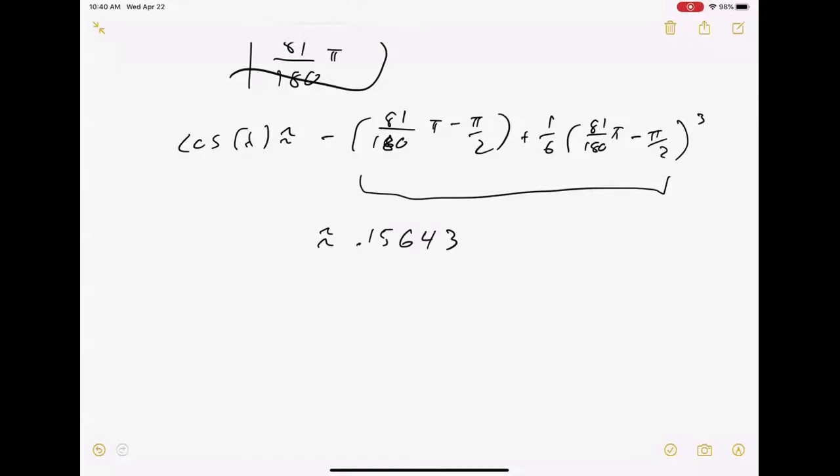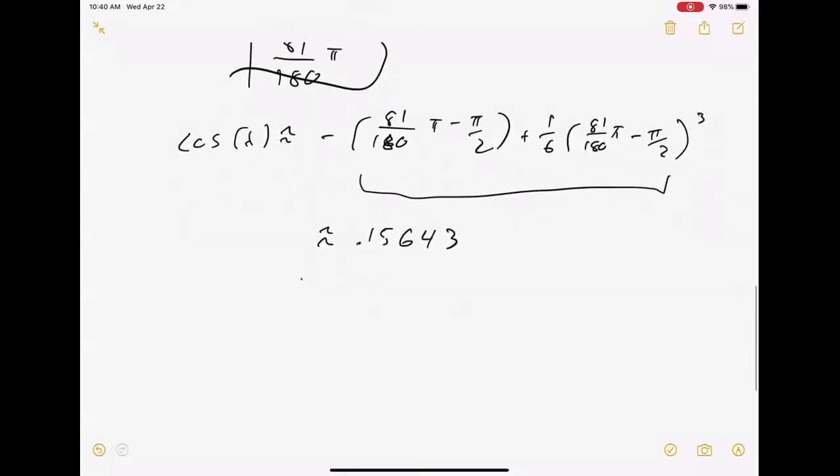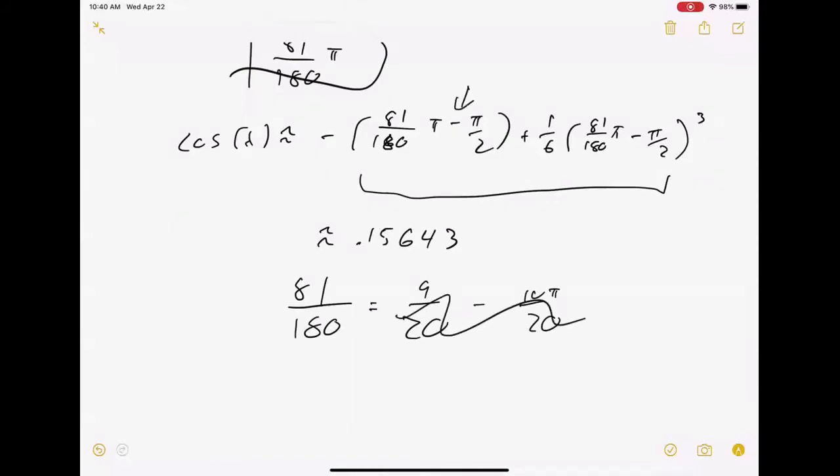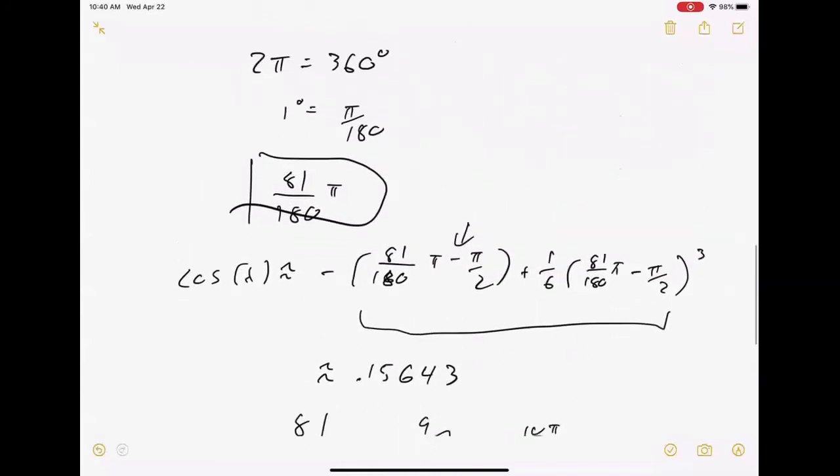One thing I see to make this a bit simpler is that 81 over 180 equals 9 over 20, so we can simplify our fraction a little bit. And then pi over 2 is 10 pi over 20, so that'll make this calculation a bit easier. But yeah, that's the gist of that problem.